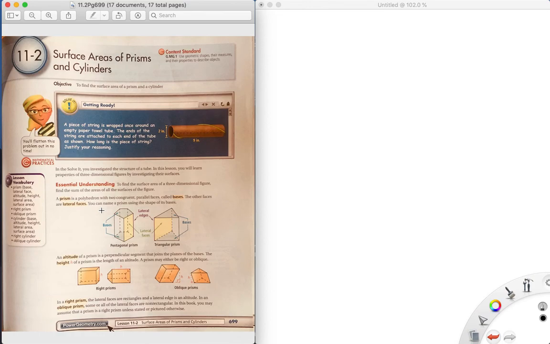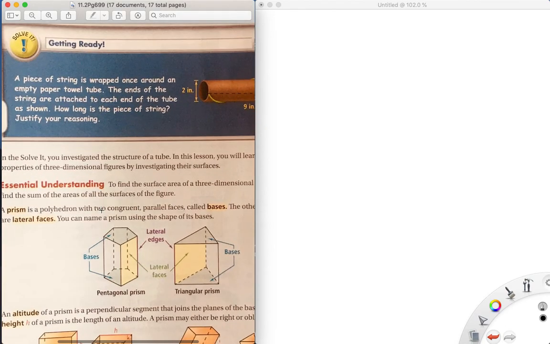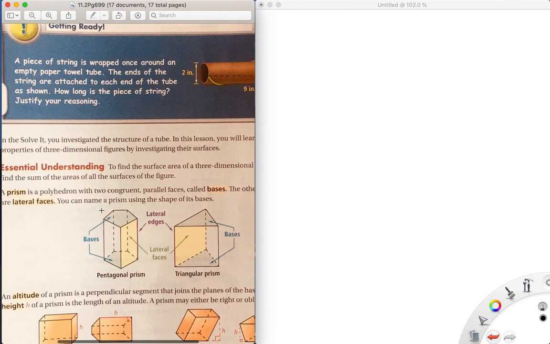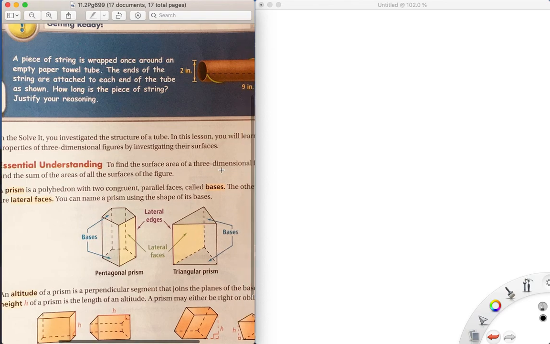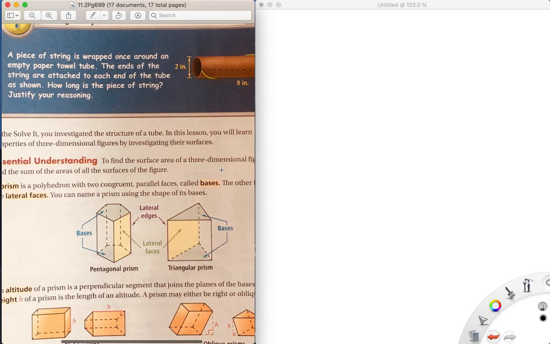11-2 is going to deal with surface areas of prisms and cylinders. So one particular type of polyhedron is a prism, and a prism is a polyhedron with two congruent parallel faces. Let's just use the picture that they have. The other faces are called lateral faces.